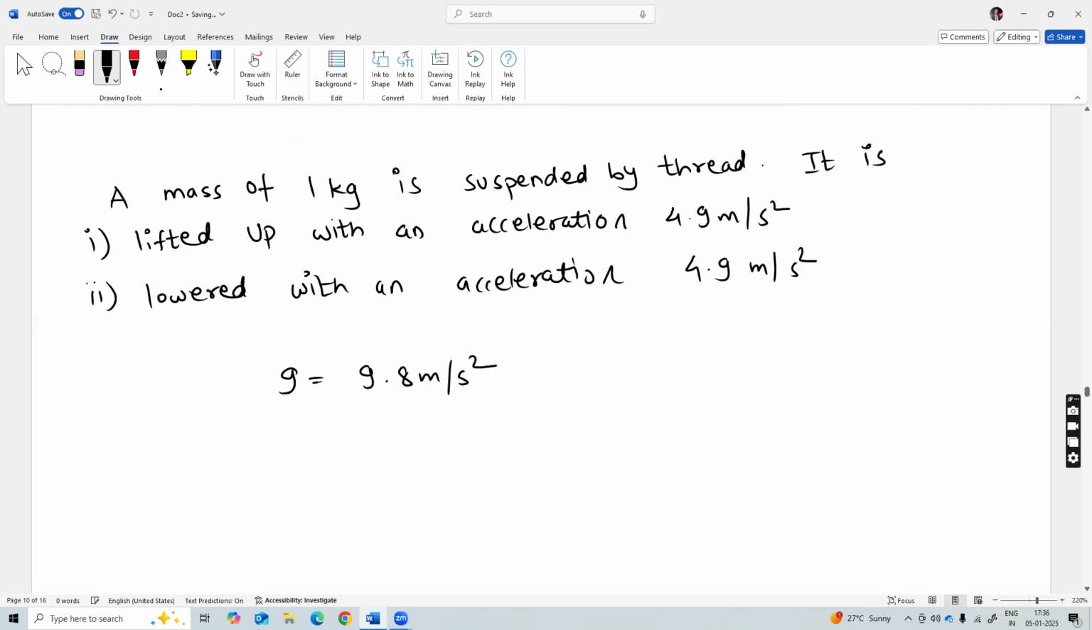Let's say the tension in the string when it was lifted up was T1, and the tension in the string when it was being lowered was T2. So find T1 upon T2. Okay, fine. You have 2 minutes to solve this. Please give an attempt.